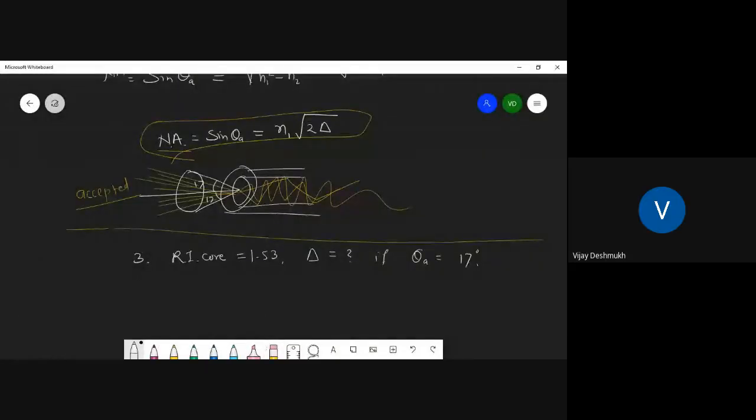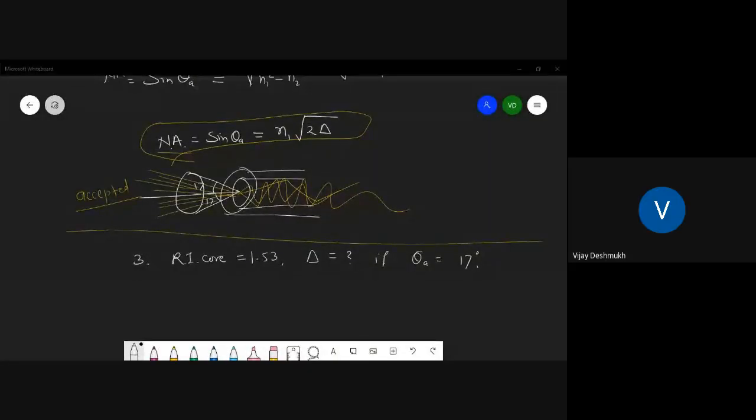Yes, the screen is not visible. Is it visible now? Yes, sir. By mistake, I minimized the screen. Okay, sorry.